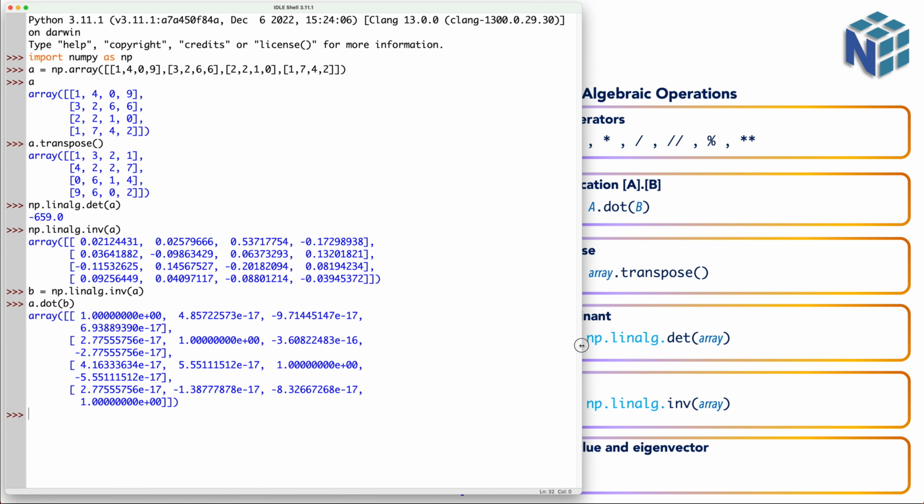Now it may look very weird because we have these numbers, but notice the exponents are very, very small. They approach 0. And we see the values of ones in the main diagonal.